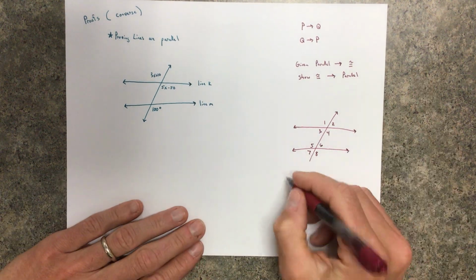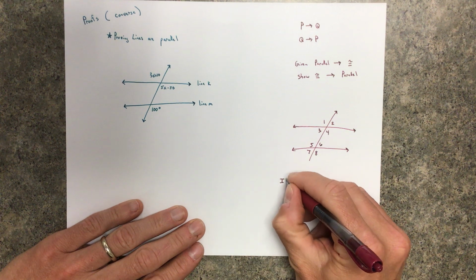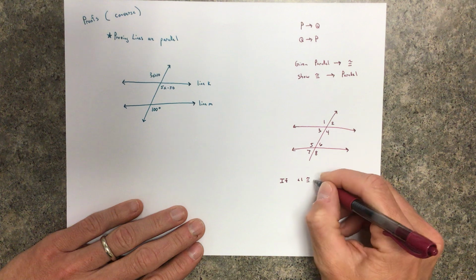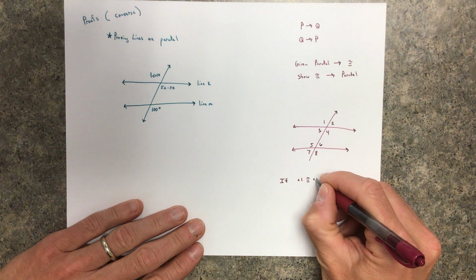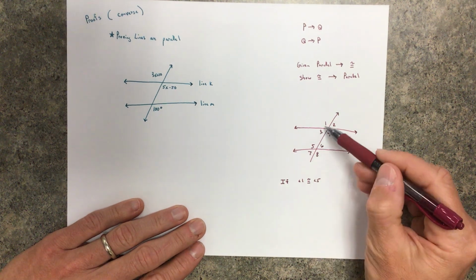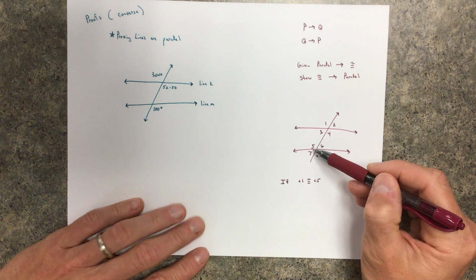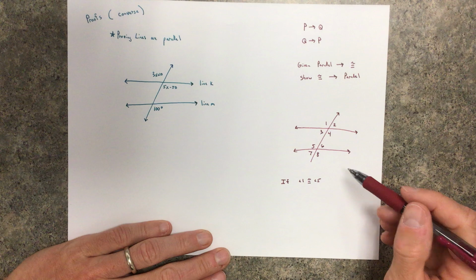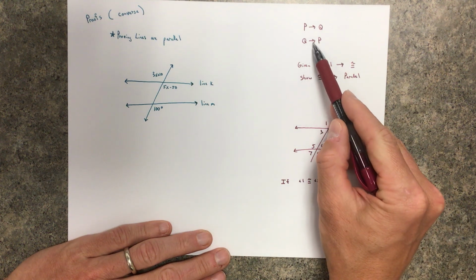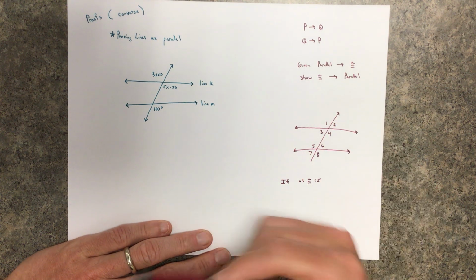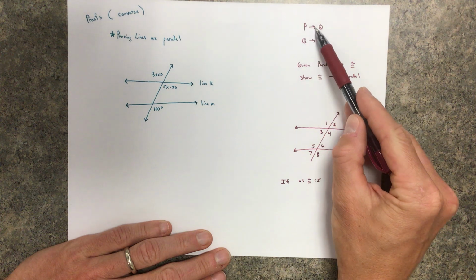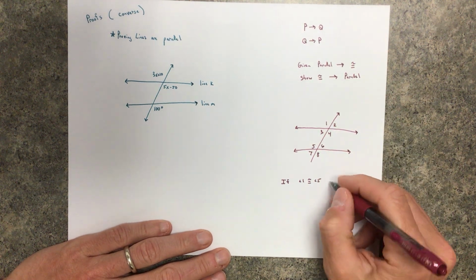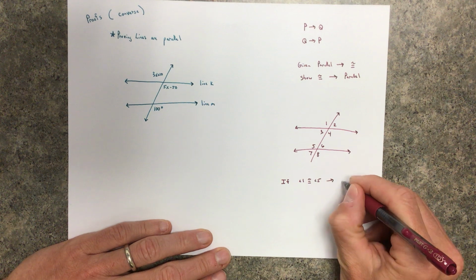But if you can show me somehow, some way, that angle 1 is congruent to, I don't know, angle 5, then you've shown me you have congruent corresponding angles. If corresponding angles are congruent, then the lines are parallel. Again, you're showing Q, and that implies parallel. Previously, we had parallel lines, and then we made conclusions about corresponding angles. So then that would prove the lines are parallel.